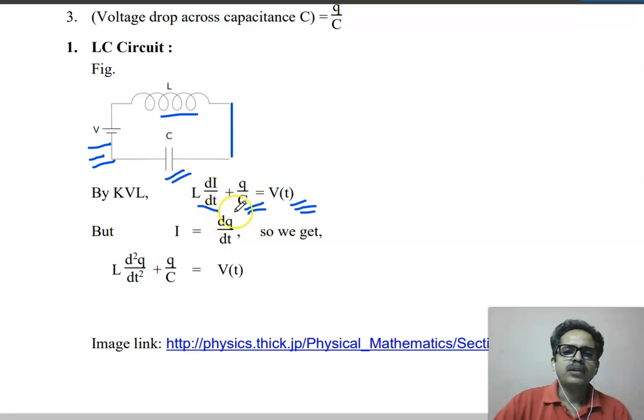So we have to write this equation in proper way. For that purpose, we have to put the value of I. As seen above, I is the dq by dt, and when you put this value of I in this equation, we will find second order linear differential equation.